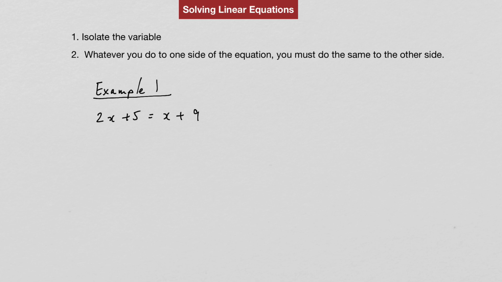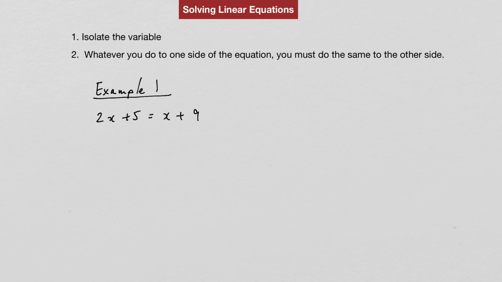So example 1, we have 2x + 5 = x + 9. In this example, what we want to do is combine like terms. What do I mean by that? 2x and x are like terms, right? They're similar because they have an x associated with them. The other like terms are 5 and 9. They are similar because they have no x's associated with them. They're just numbers. So when you have that scenario, you're going to want to move like terms together.